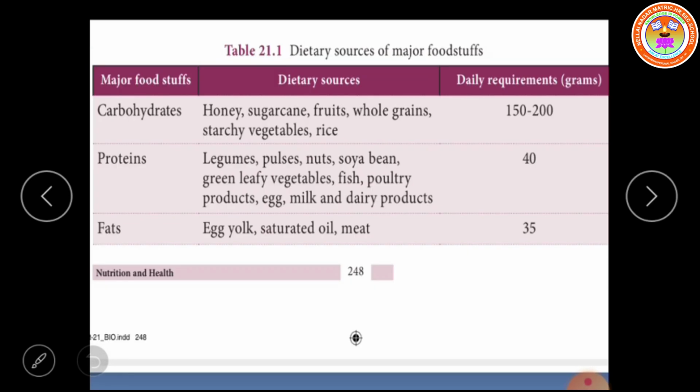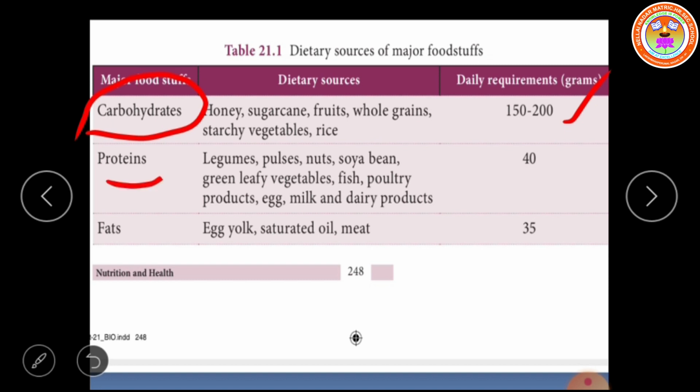So first, the carbohydrates. Carbohydrates have carbon, hydrogen, and oxygen. In our diet, the major portion is carbohydrate. We obtain carbohydrate from dietary sources like honey, sugarcane, fruits, whole grains, starchy vegetables, and rice. We require about 150 to 200 grams per day on average.